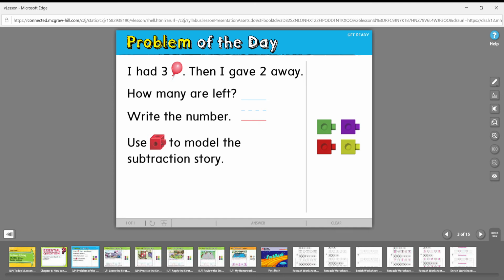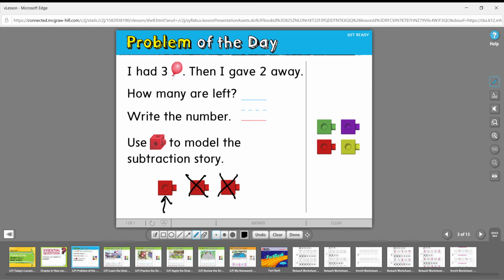We're going to use the red cubes to model this story. I had how many balloons? 3 balloons. So we're going to use these cubes to be the 3 balloons. 1, 2, 3. I gave 2 away. Remember, we X them out. 1, 2. How many are left? Well, it looks like there's 1 left. So write the number here, 1.